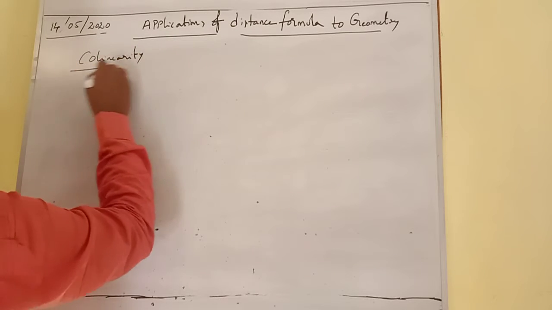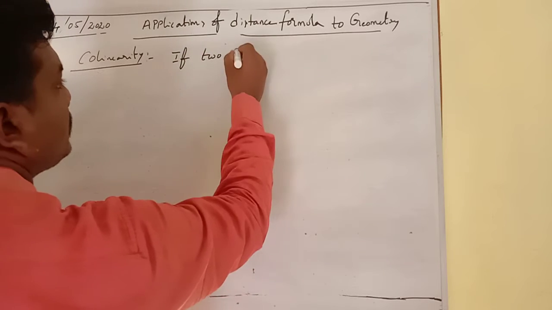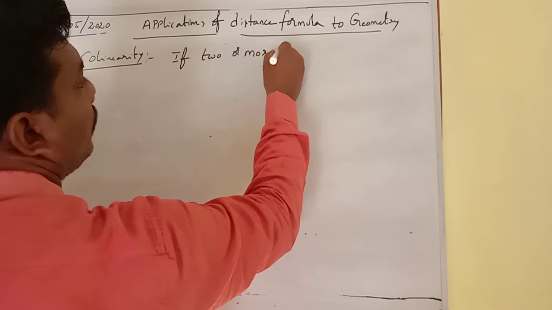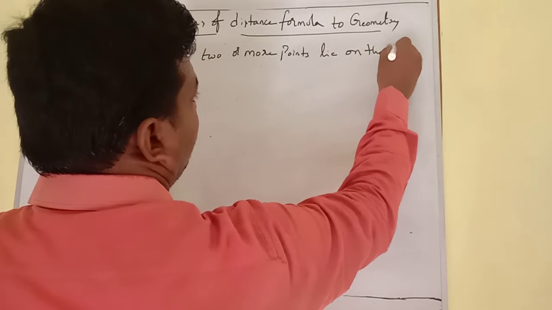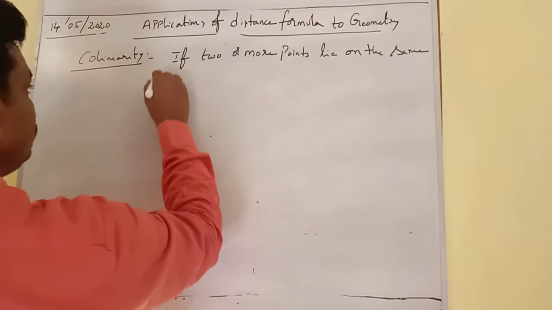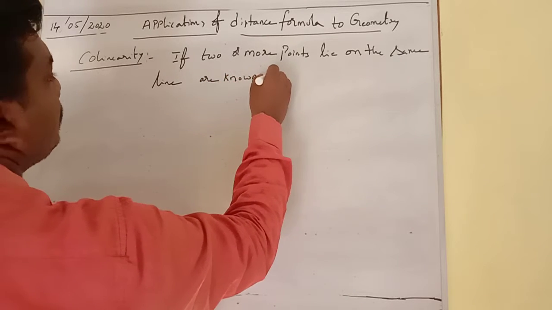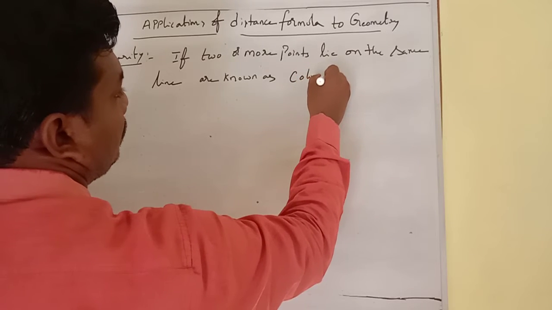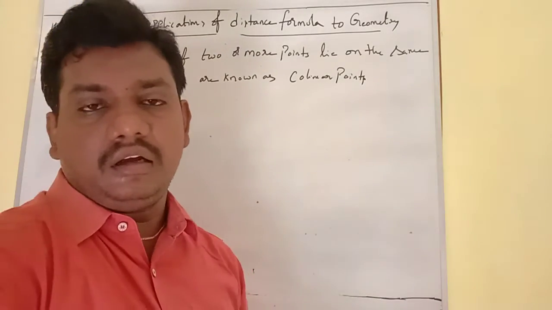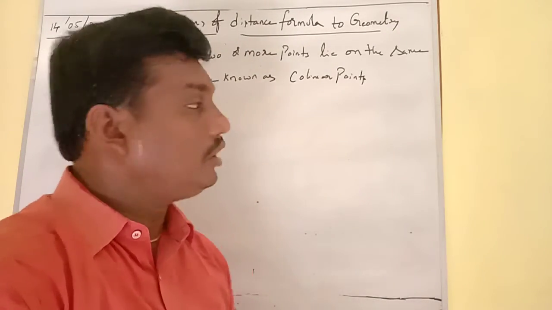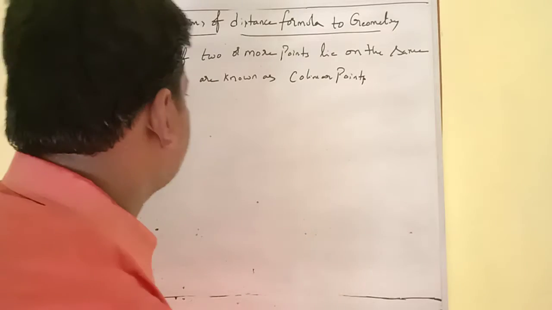Collinearity. If two or more points lie on the same line, they are known as collinear points. Two or more points that lie on the same line are known as collinear points.